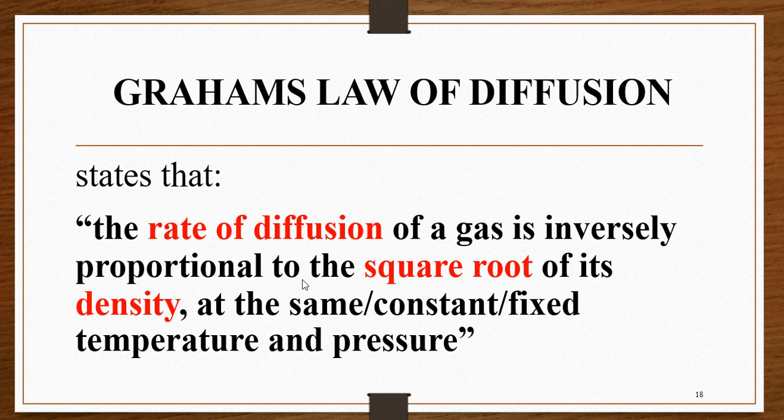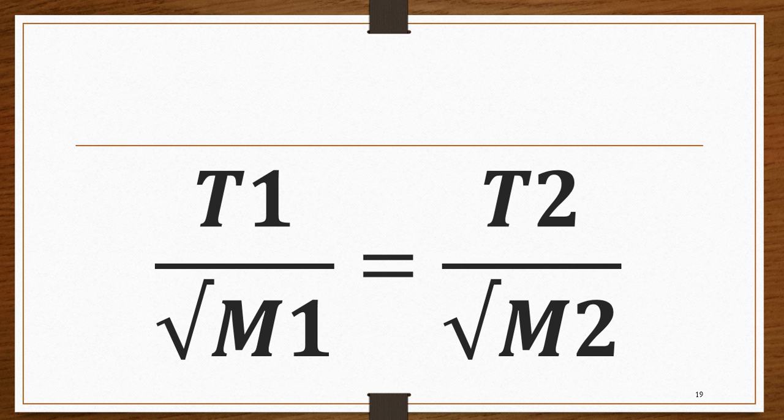The rate of diffusion of a gas is inversely proportional to the square root of its density. And it can be represented by this summary. Rate 1 over the square root of the molecular mass of that particular gas is equal to Rate 2 divided by the square root of the molecular mass of the other gas. So you are comparing two gases, but remember we are saying the mass and the temperature shall be fixed.